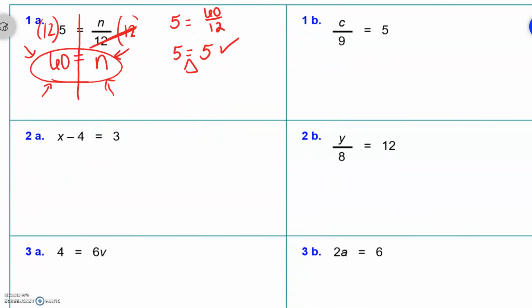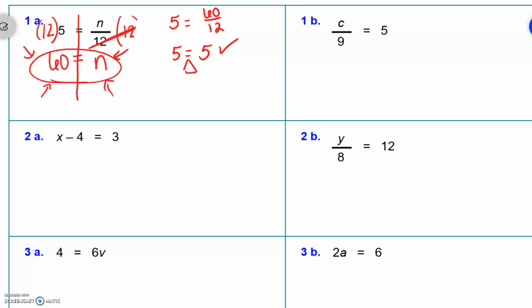All right, let's take a look at number 2. So our equation is x minus 4 equals 3. So we want to stay balanced over that bar, over the equal sign. So right now, 4 is being subtracted from x. So the opposite of minus 4 would be plus 4. So I'm going to add 4 to both sides. Because remember, we have to keep it balanced. So anything you do to one side, you have to do to the other side.